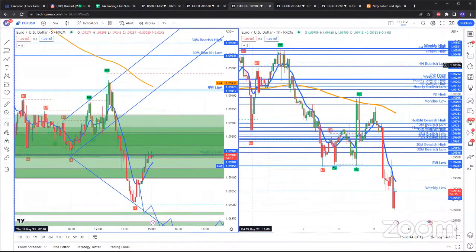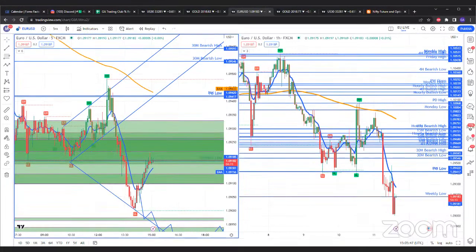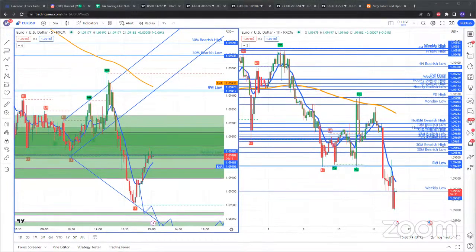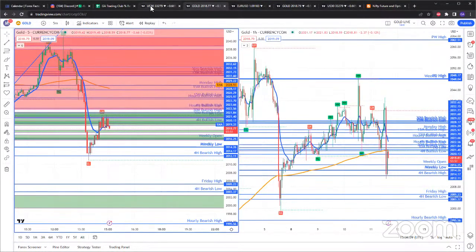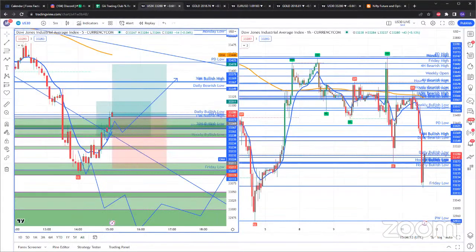So there's something I'm looking for on EU and US 30. I'm sorry, for EU, and I'm not getting it. Just a second. Euro USD, still not valid. Gold, we still don't have that reversal, so that's fine.